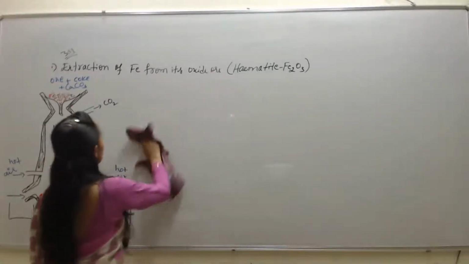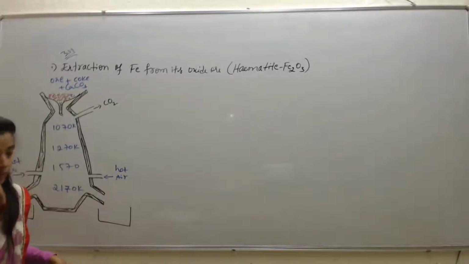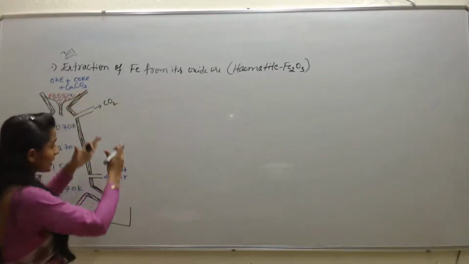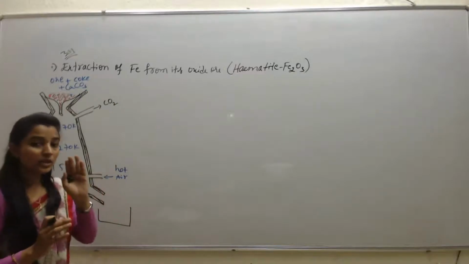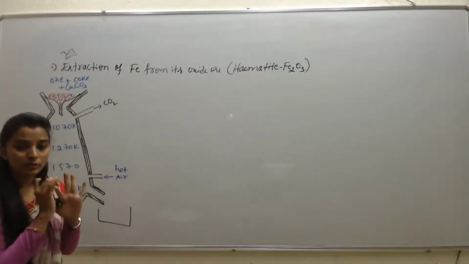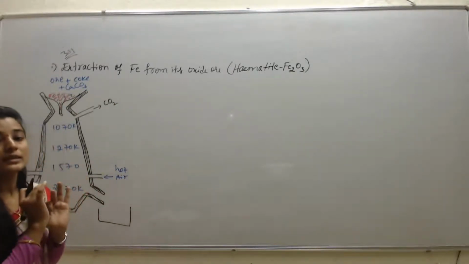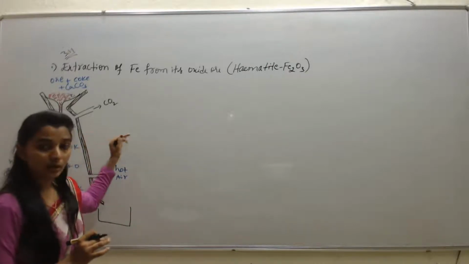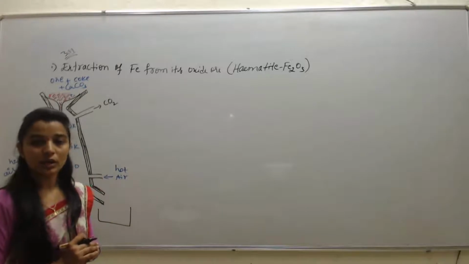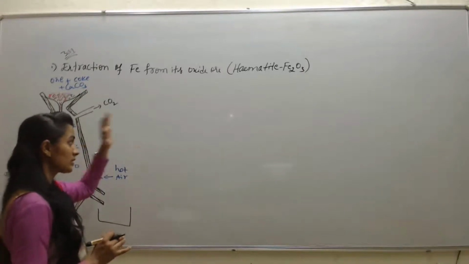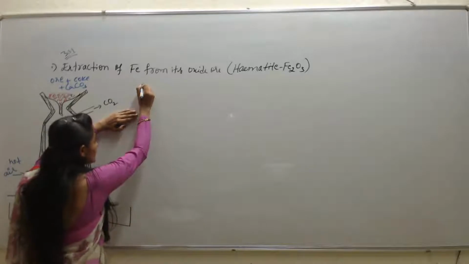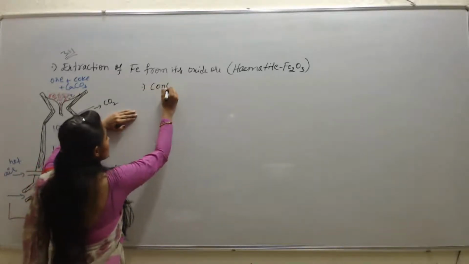Okay, listen. I told you this is the hematite ore, this is the oxide ore. In the complete extraction process in metallurgy, three steps are there. I told you the first one is concentration of ore, the second one is conversion of the ore, and the third is isolation of metal. So how does that isolation process take place? I'll explain. First one is concentration of ore.